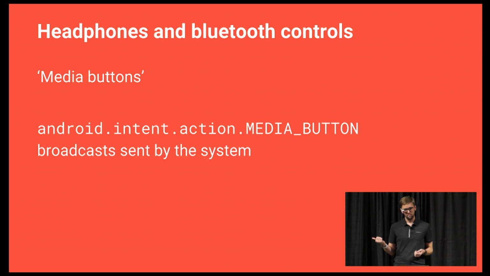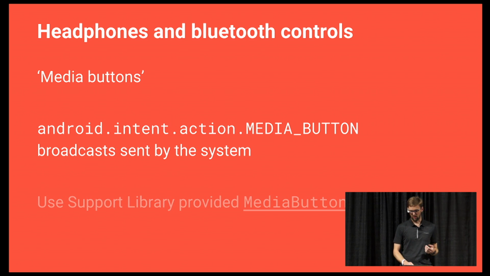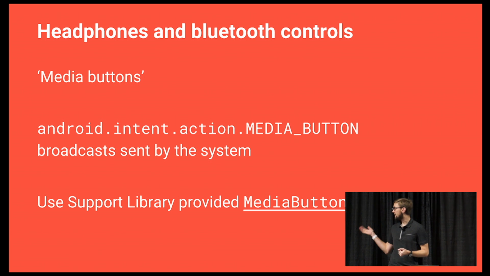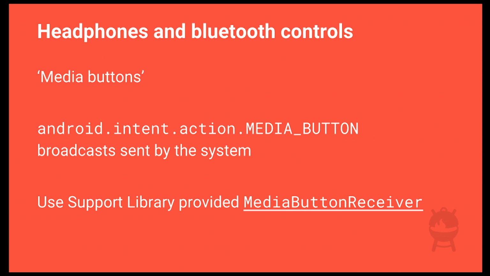Now, by default, the system's actually going to send out a broadcast whenever it gets one of these messages using the aptly named media button intent. And this intent actually includes the key event of the down or up and what action was actually hit. So in that sense, we can create our own, but in the support library, in the brand new 23.1 release that came out just a few days ago, we've actually created a media button receiver, which does exactly this for you.